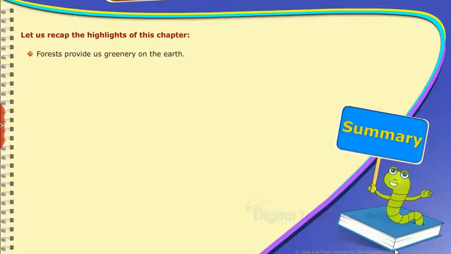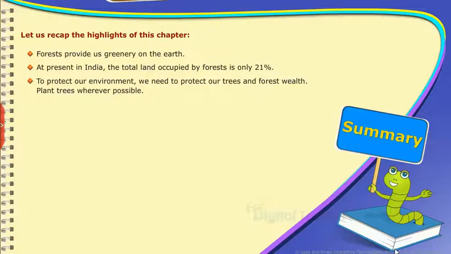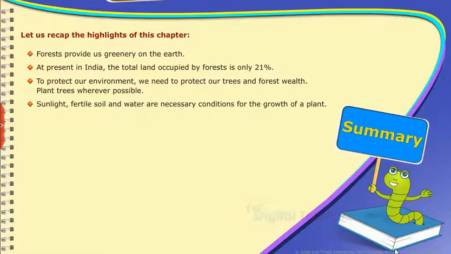Forests provide us greenery on the earth. At present in India, the total land occupied by forests is only 21%. To protect our environment, we need to protect our trees and forest wealth. Plant trees wherever possible. Sunlight, fertile soil and water are necessary conditions for the growth of a plant.